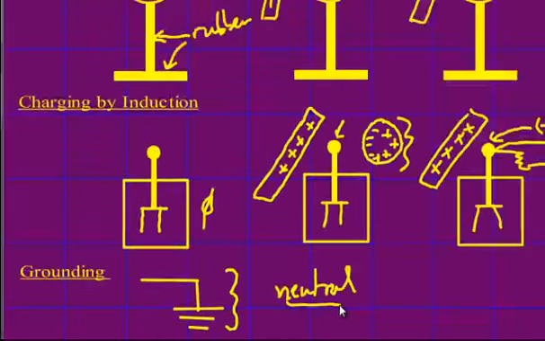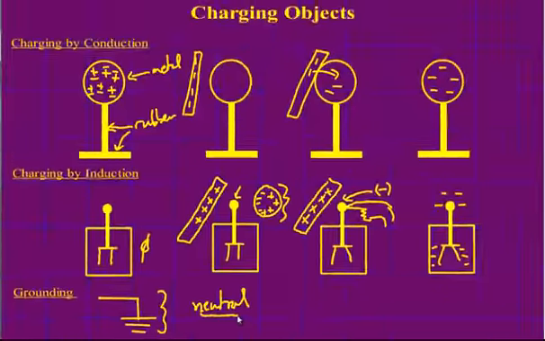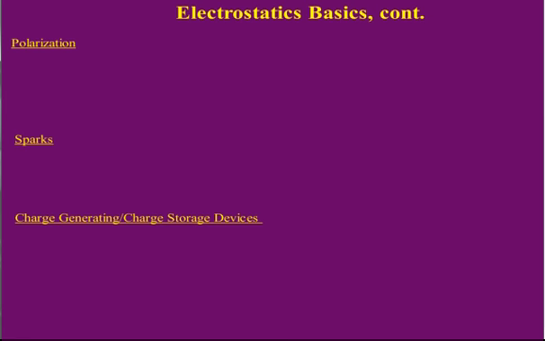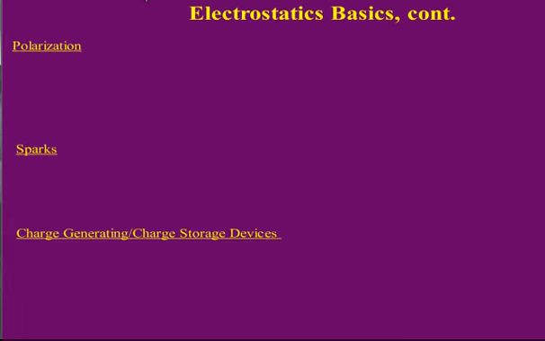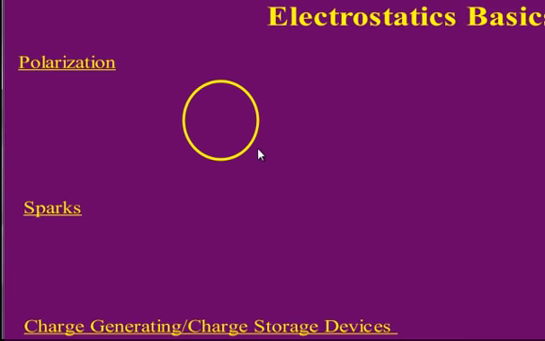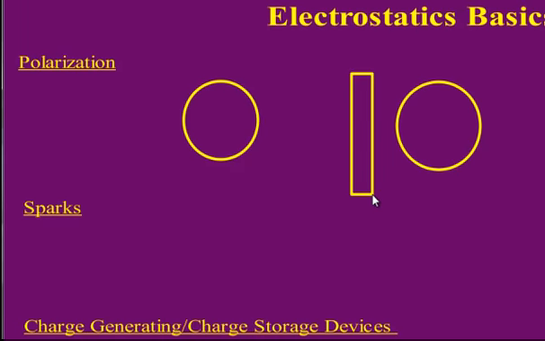All right, just a few more things to wrap up electrostatics here. Let's go to the next page. Polarization, we've talked about that already. I mentioned it briefly, but if you start with a conducting sphere that's neutral, and then you bring a charged object close to it, like a charged rod, and we'll charge this rod positive, like in the previous example.